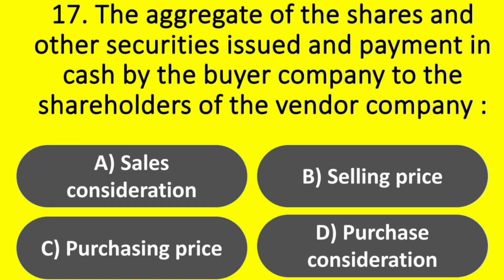The aggregate of the shares and other securities issued and payment in cash by the buyer company to the shareholders of the vendor company. Options A, sales consideration, option B, selling price, option C, purchasing price, option D, purchase consideration. Answer option D, purchase consideration.